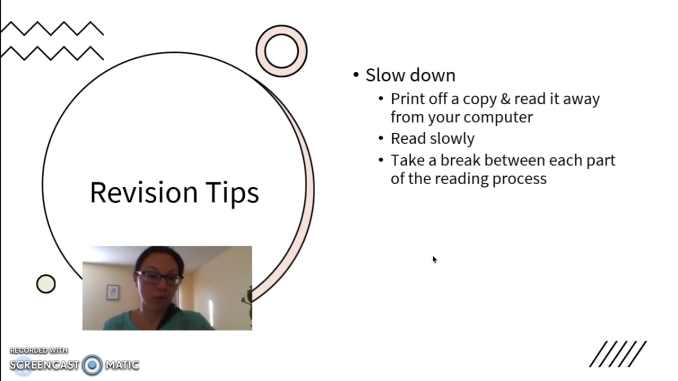So often we rush through each step of the writing process, but you need to slow down when you revise so that you do catch some of these errors so that you can fix them. Maybe you can print off a copy if you have a printer, print it off and read it away from your computer. This way you're reading it in a different setting. Just read it slowly. Take time. Take a break between each part of the reading process and of the writing process.